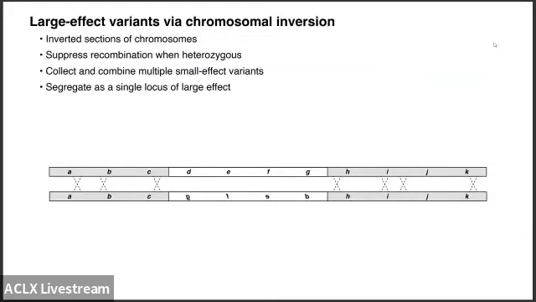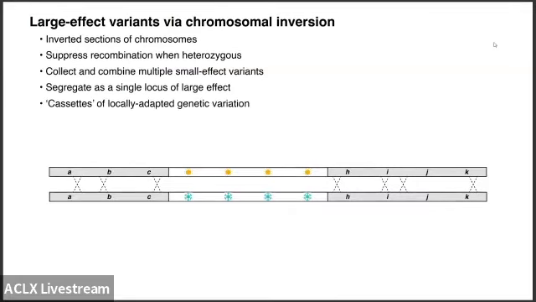And one source of large effect genetic variants are chromosomal inversions, which are these inverted sections of chromosomes that we've already heard about today, which, when heterozygous, suppress recombination. And this allows them to collect and combine multiple small effect variants and segregate as a single locus of large effect. And there's substantial theoretical and empirical evidence to suggest that over time, some inversions may evolve into cassettes of locally adapted genetic variation.